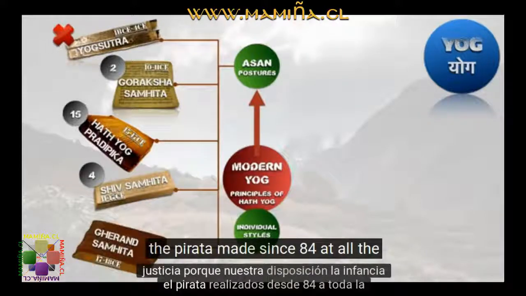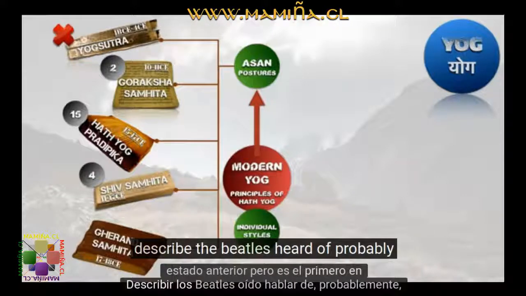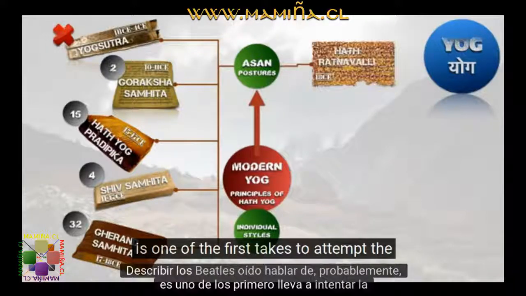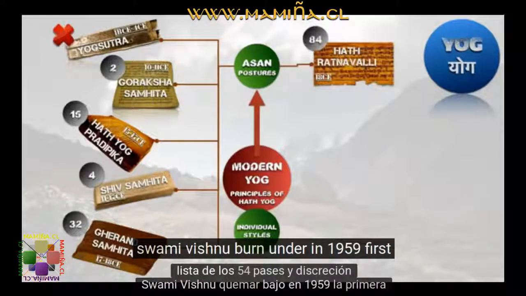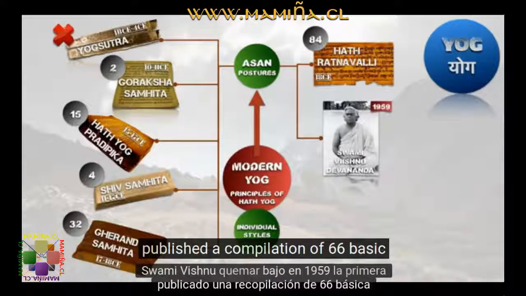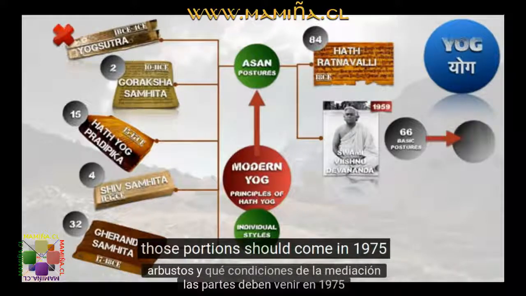The Gheranda Samhita mentions 84 asanas as do all the previous texts, but is the first one to describe 32 asanas. Hatha Ratnavali is one of the first texts to attempt a listing of all the 84 asanas and describe them. Swami Vishnu Devananda in 1959 first published a compilation of 66 basic postures and 136 variations of those postures.